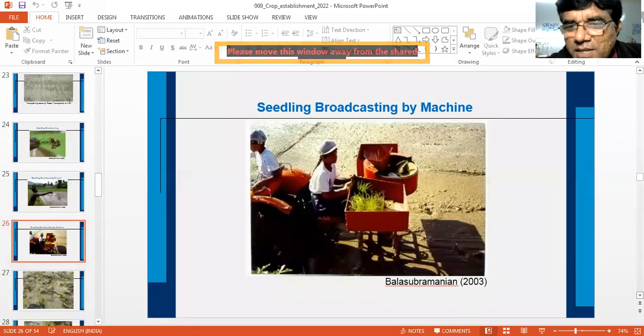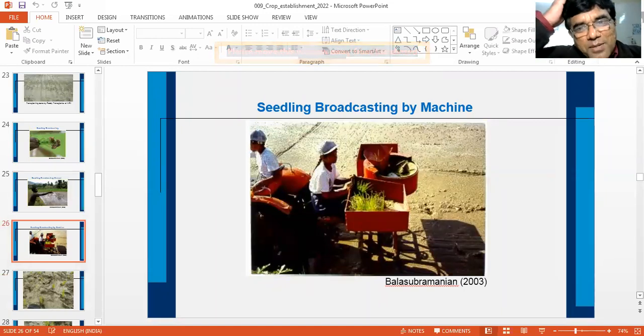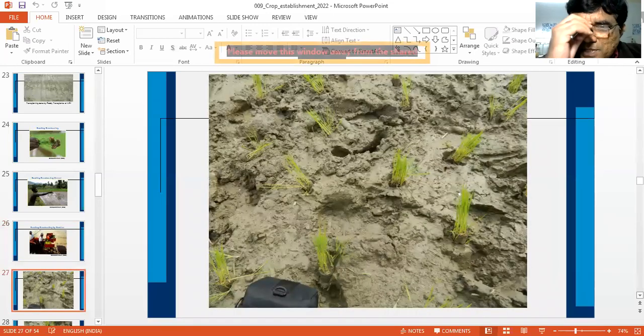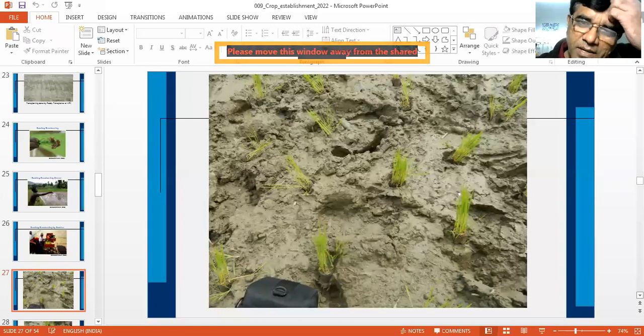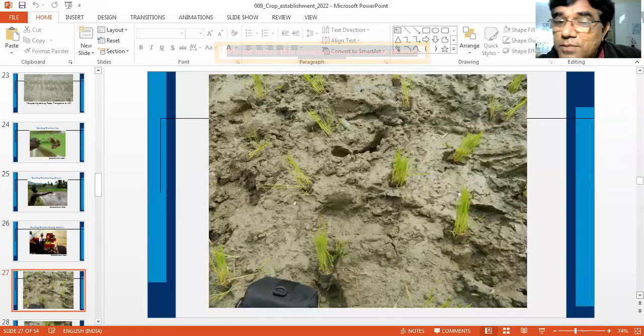You can see this machine is also available for uniform distribution of these seedlings. So seedling broadcasting by machine can also be done. You can see this picture I took myself. In this case of parachute transplanting, it was thrown. So you can see spacing is not very uniform. It is haphazard, but in the end, all the gaps will be filled, because it is a very common practice in areas where you get less labor. In Thailand, in Vietnam, in some other countries, this practice is there.